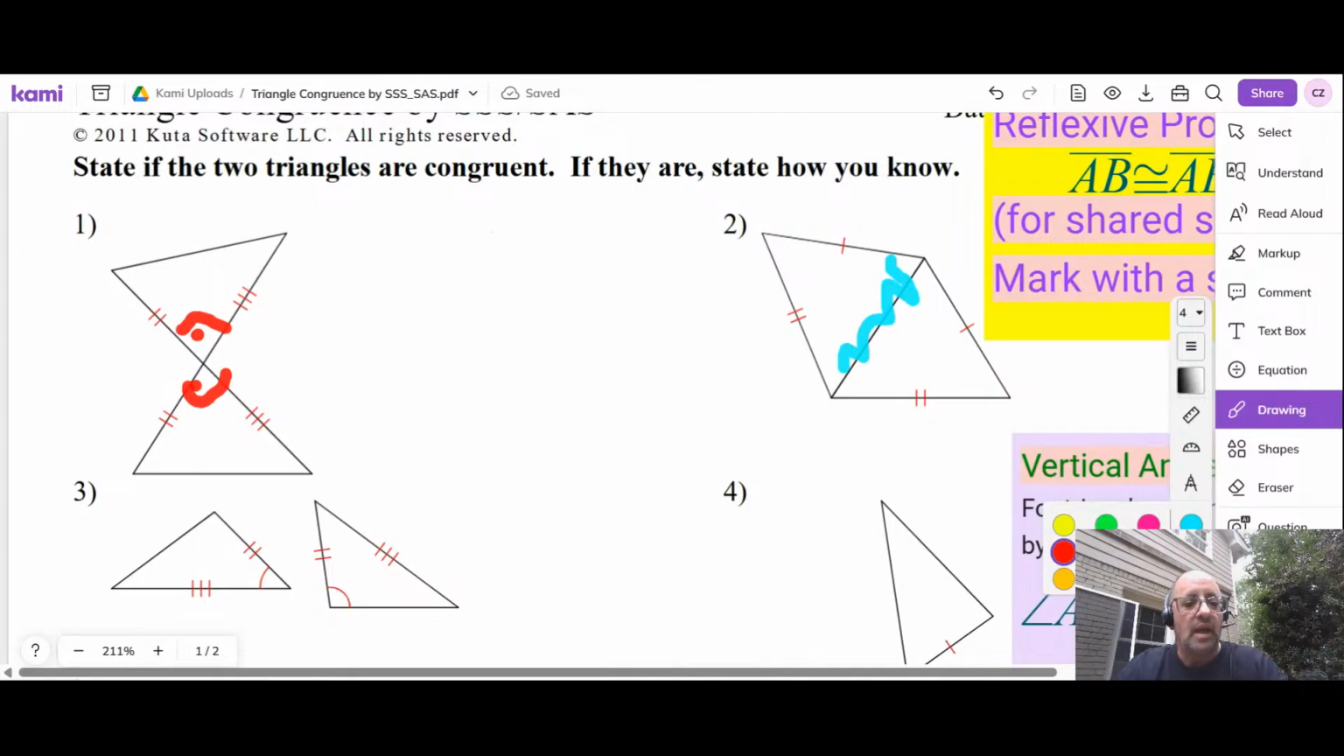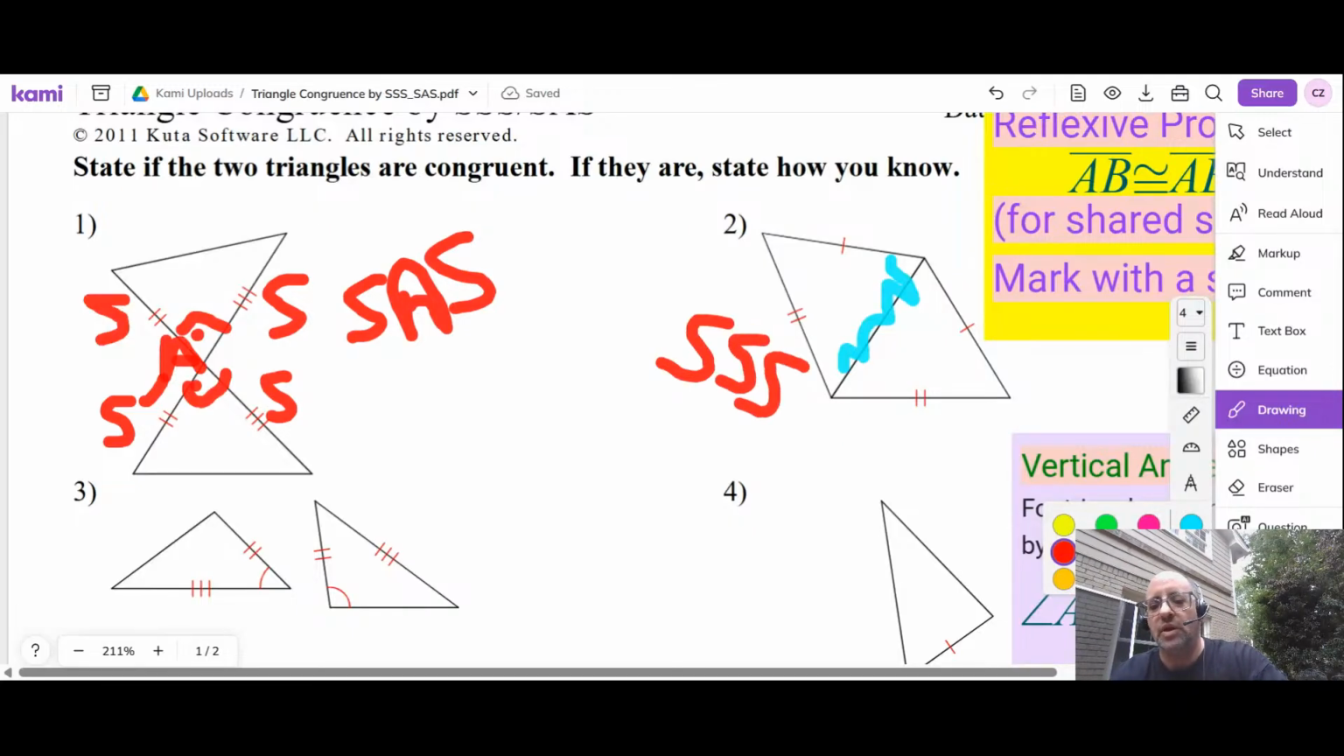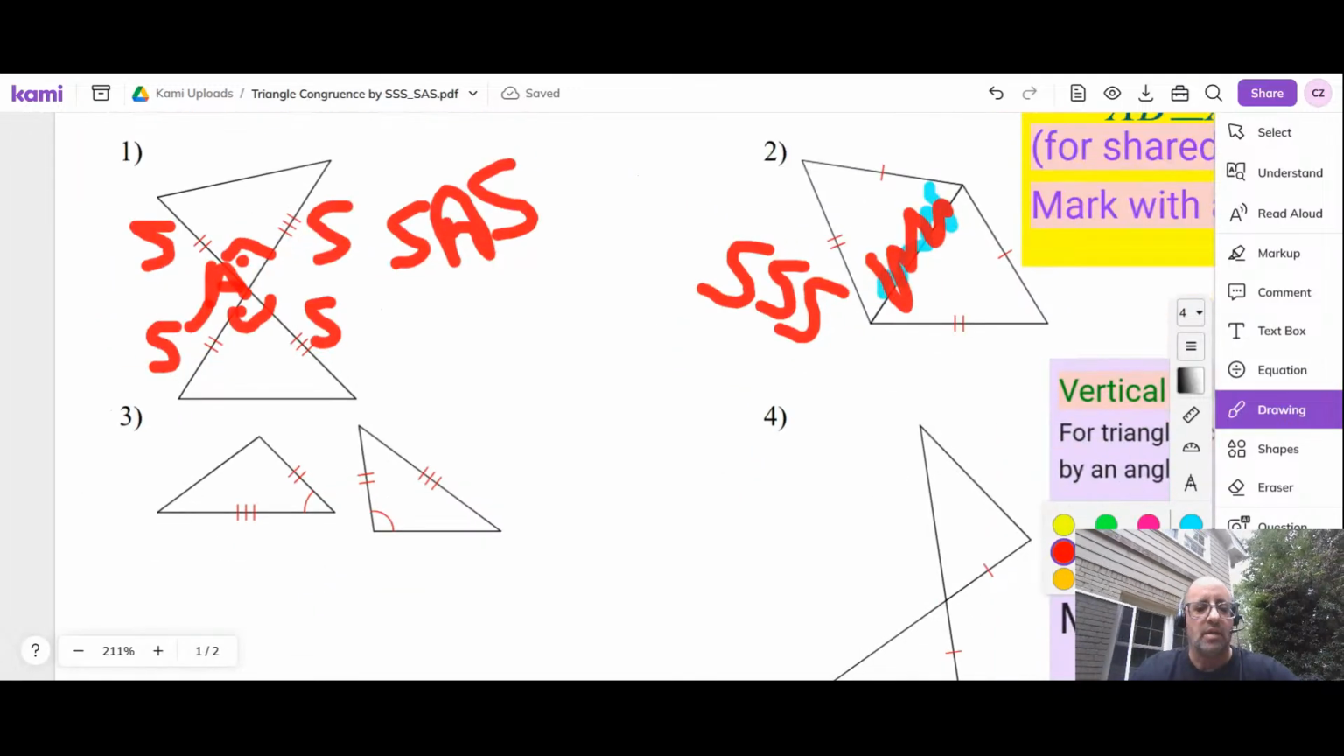So one of the things that I like to do is make sure that I have everything in order. So obviously we have side angle side here, and you'll see that you have all three sides marked the same here. So this has to be side, side, side, but notice I needed to mark that first.